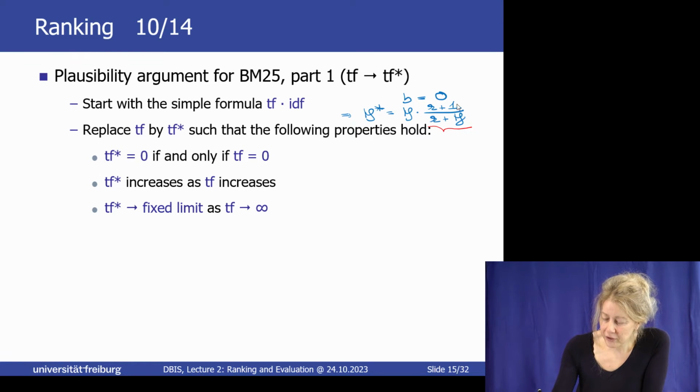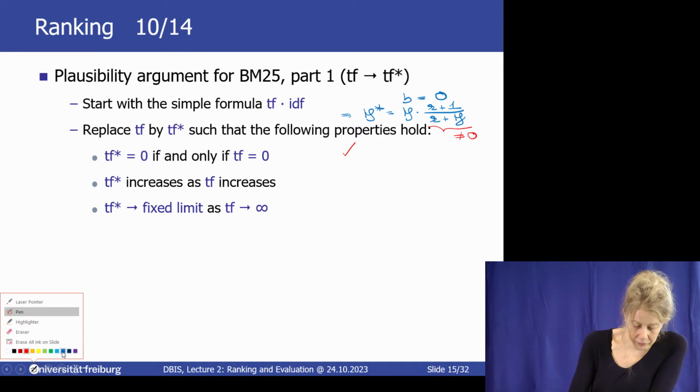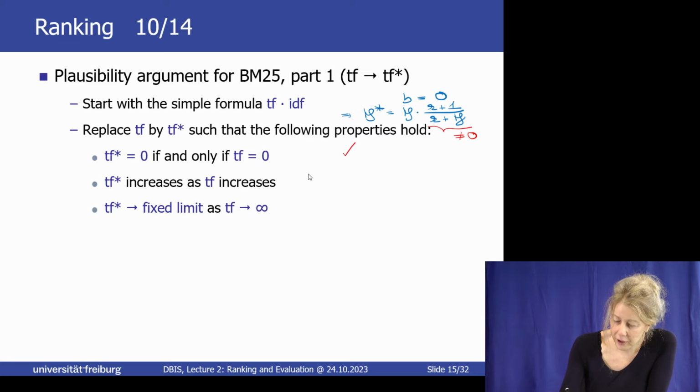So this part here is always non-zero, right? Since this is almost always non-zero, tf star is 0 exactly if tf is 0. So we have that part here. Tf star increases as tf increases. That's what I wanted to do here. Let me just write it as follows.